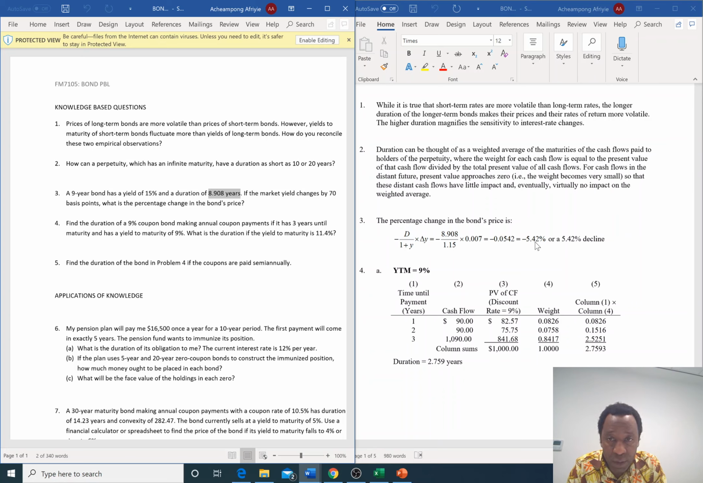Of course, if the yield goes down, then the price will go up. And if the yield goes up, the price will go down. Did I say it well? Inverse relationship, isn't it? If the yield goes up, the price goes down. If the yield goes down, the price goes up. But the rate of change will be 5.42.